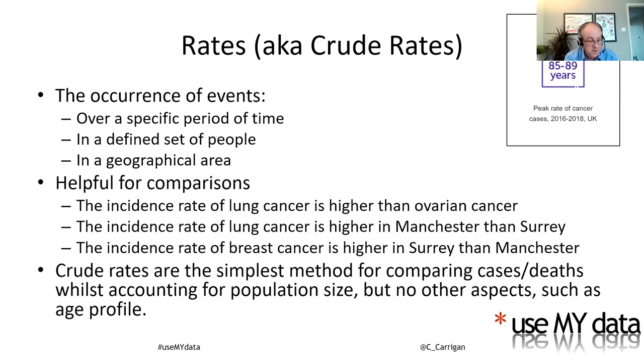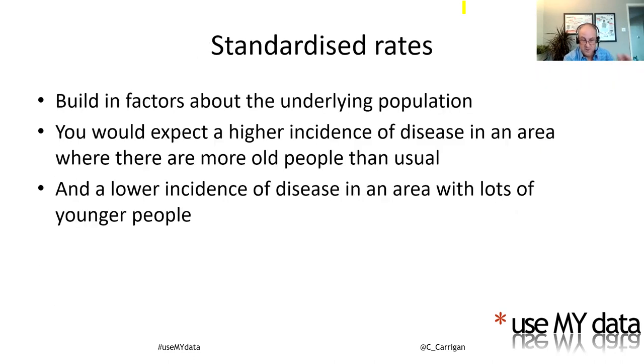But you'll see these used quite a lot in lots of different statistical publications. If you then move on to standardized rates, this builds in factors about the underlying population. So for instance, if you've got a population which is much older than average in a particular part of the country and a population which is much younger than average somewhere else, you'd expect the disease profile for a whole bunch of things to be very different in those two populations. So by using standardized rates, it tries to cater for those things.